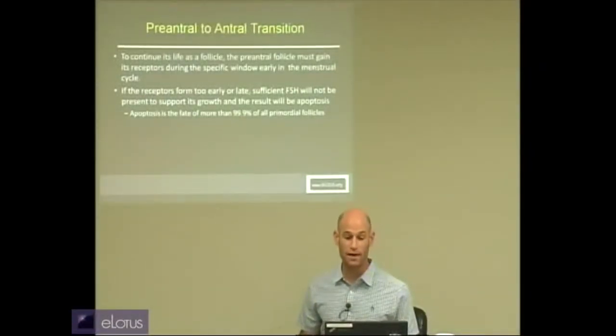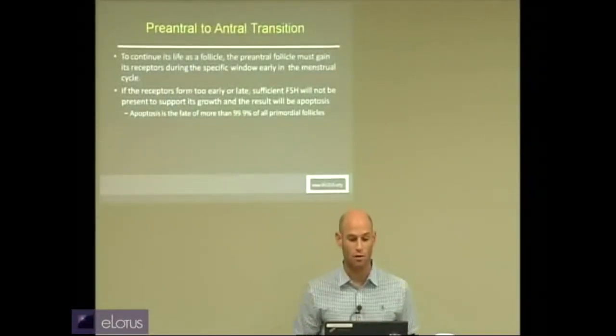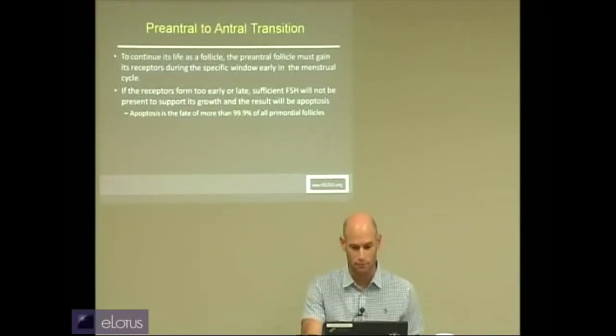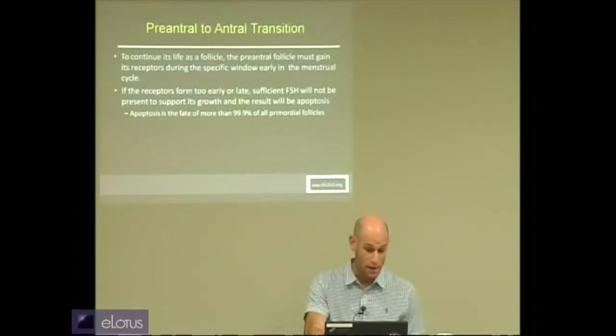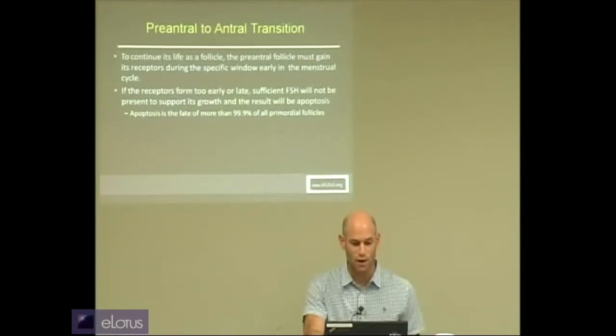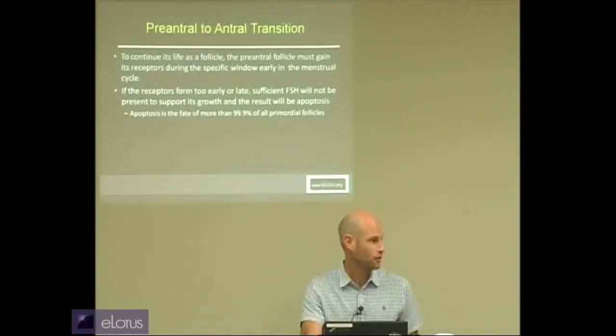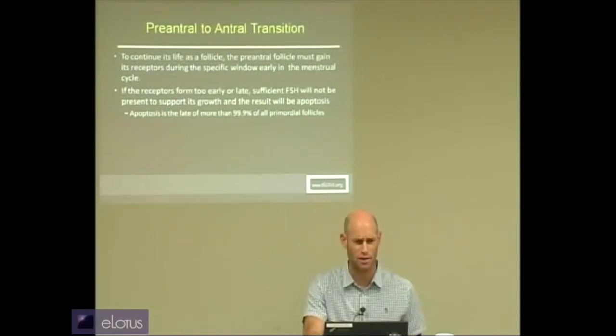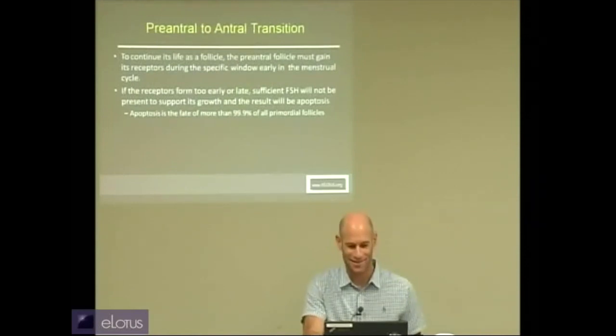So to continue its life as a follicle, that preantral follicle must gain its receptors during that specific window early in the menstrual cycle, just as Donna said. If the receptors form too early or too late, sufficient FSH will not be present to support its growth, and the result will be apoptosis, just as Kristen Ebert said. Am I allowed to say people's names? Okay, great. Good job, Kristen.